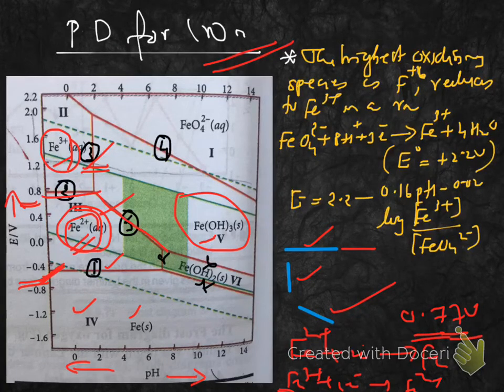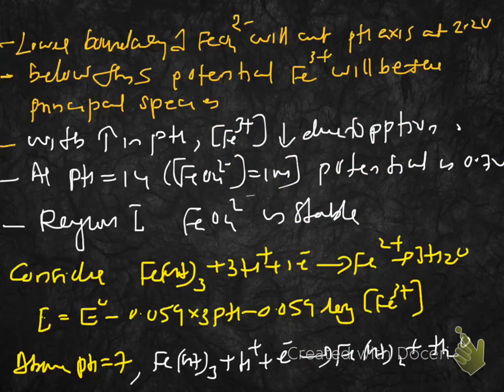Line 4 is an equilibrium between three species. Actually it is an equilibrium between Fe2+ and Fe3+. But here Fe3+ is in free state, and here Fe3+ is in hydroxide form. That is the only difference. Lower boundary of FeO4 2-. FeO4 2- is called ferrate, where iron is in plus 6 oxidation number.